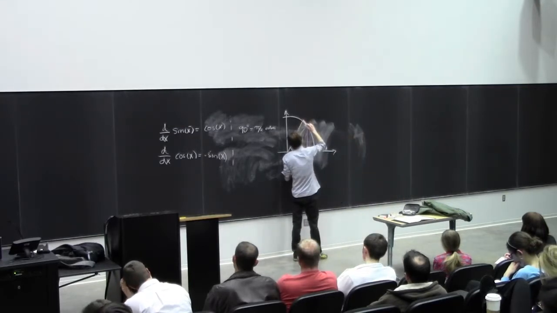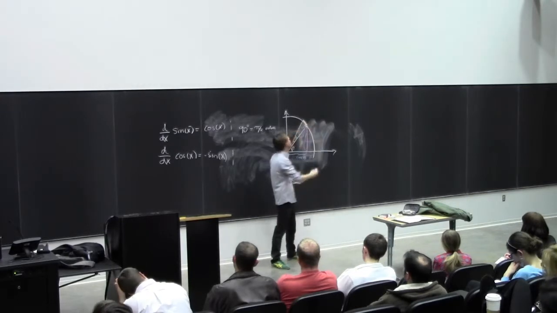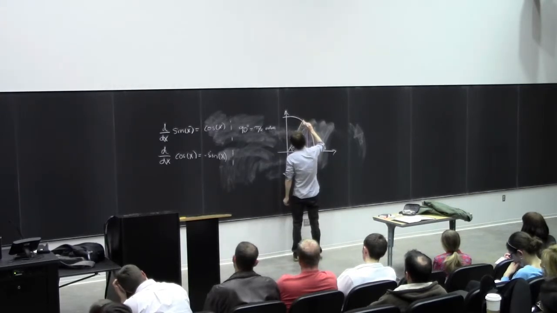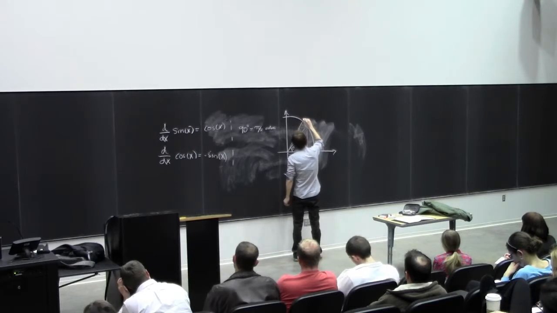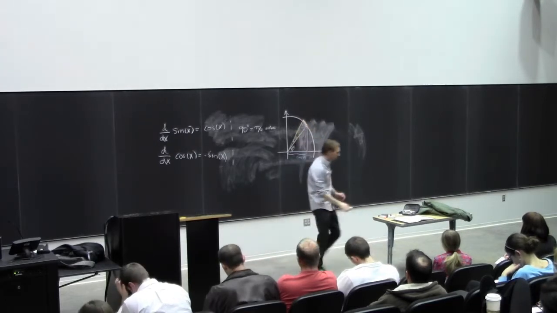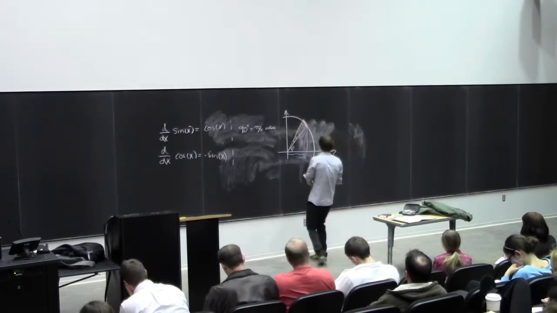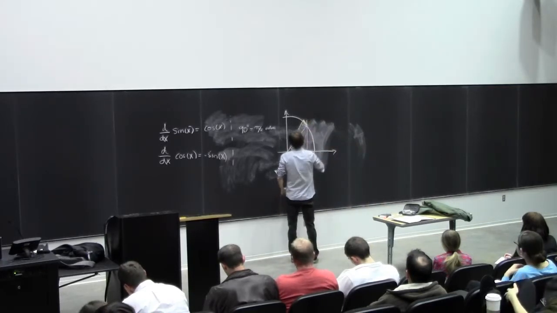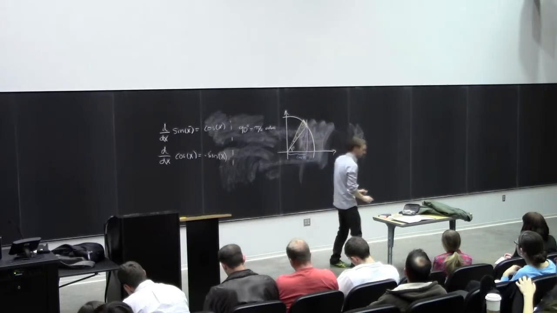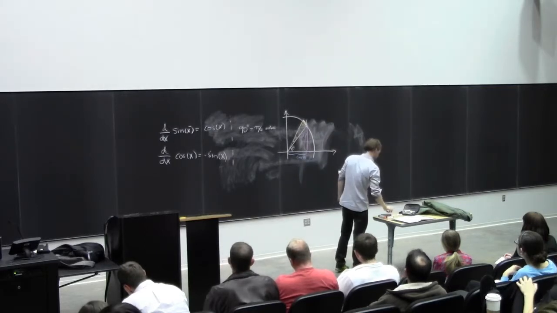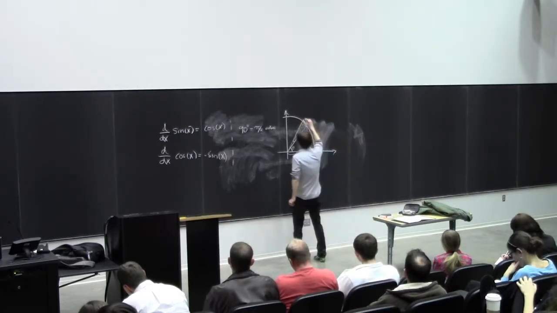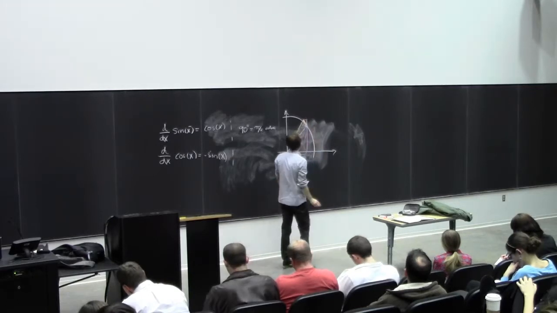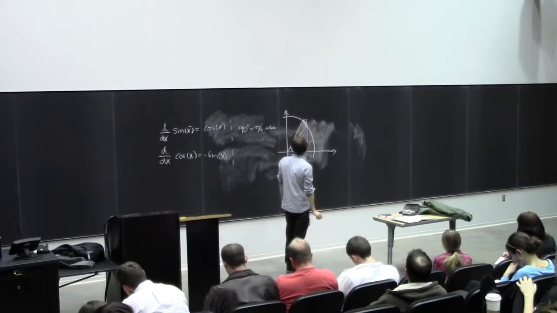And so here's where I do a little bit of magic. I'm going to say this length is also about h, this length right here. And then I'm going to make a triangle. I'm going to make another triangle, and it's going to be a right triangle.